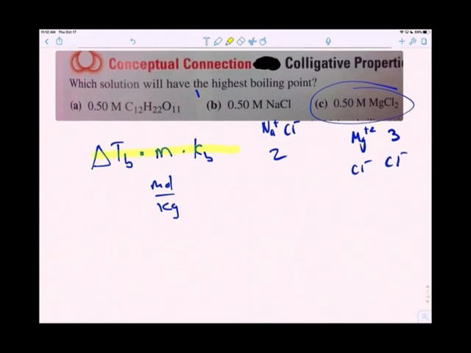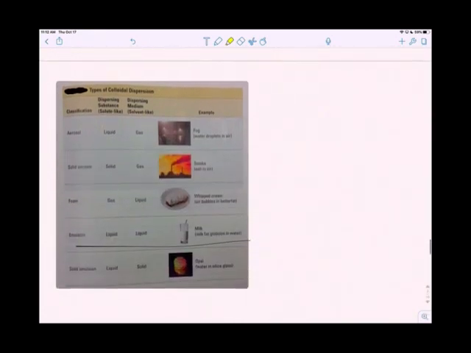So, and the last thing I'm going to talk about are colloidal dispersions. So, what about other types of solutions? What about things that are not quite solutions?